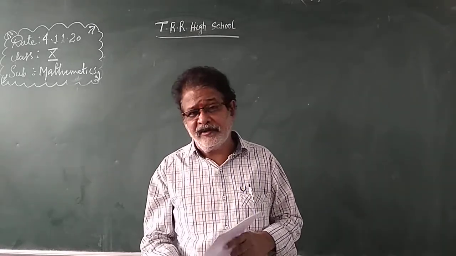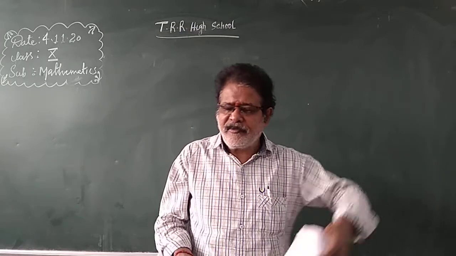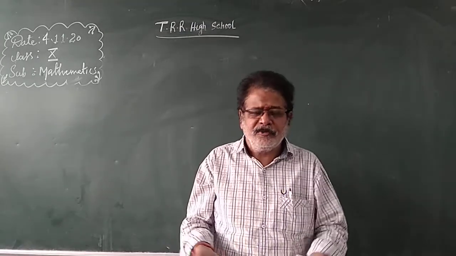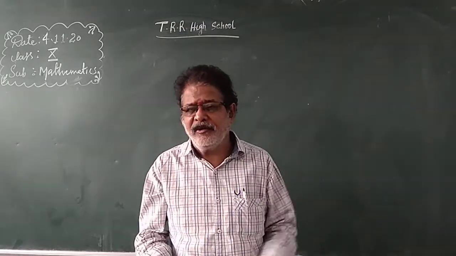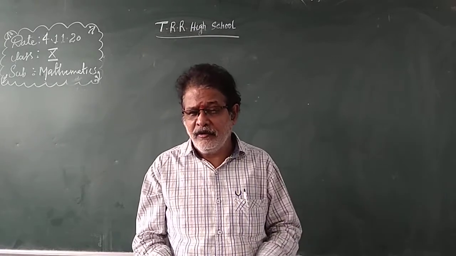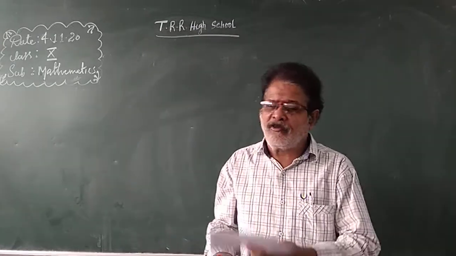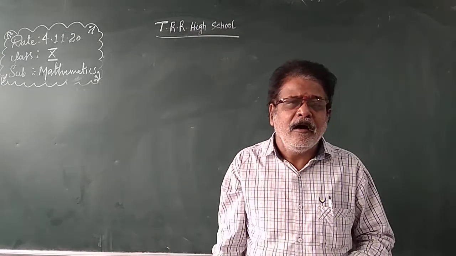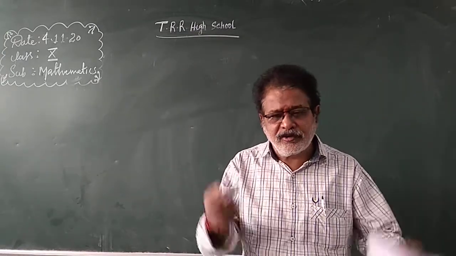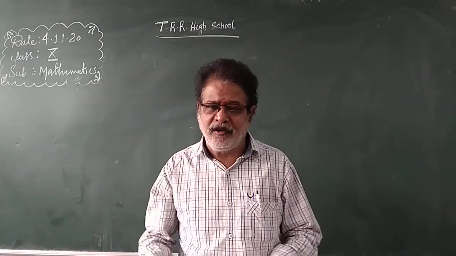So, how did you check whether they are zeros or not? When you substitute the zeros in the given polynomial, you should get remainder 0. Suppose 2 is the zero of a quadratic polynomial. Substitute 2 in the place of x. Now you should get the answer 0. Then it is a zero of the polynomial.